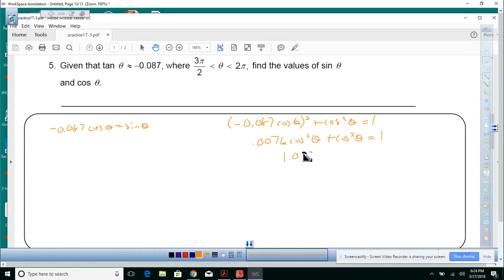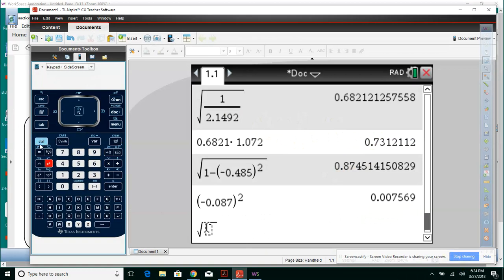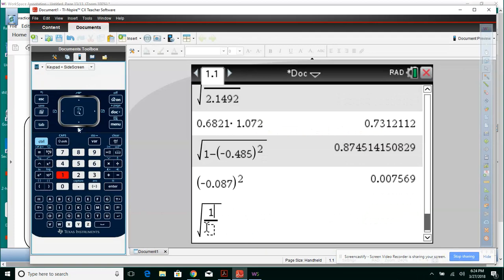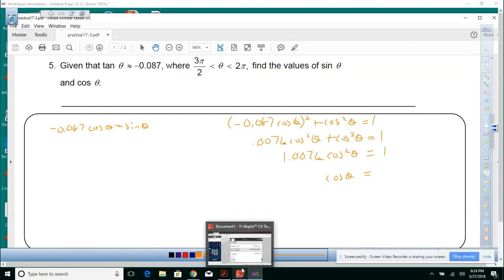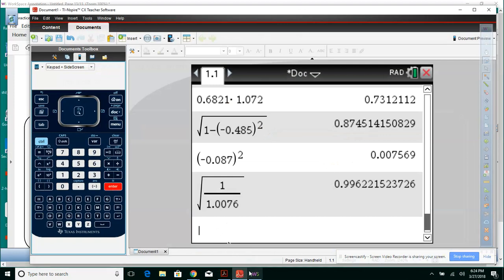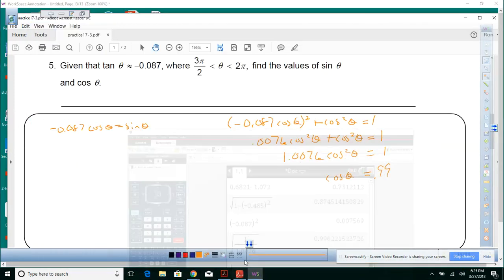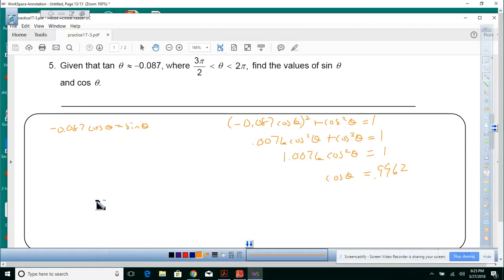So now I got 1.0076 cosine squared theta equals 1. So cosine theta equals, and we're going to take the square root, and I got 1 over the square root of 1.0076, and that gives me 0.9962.